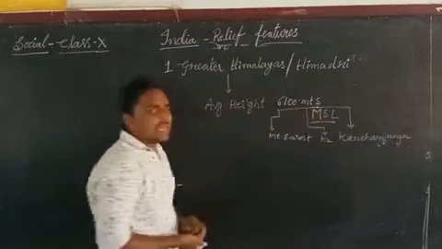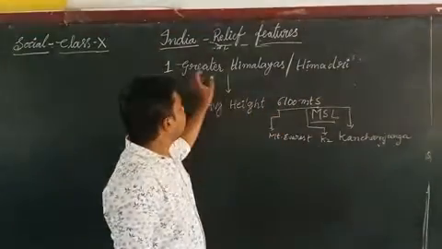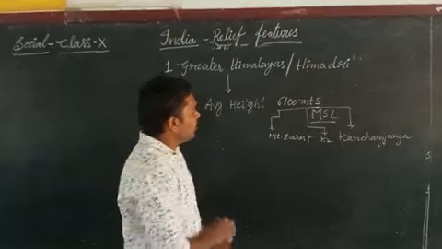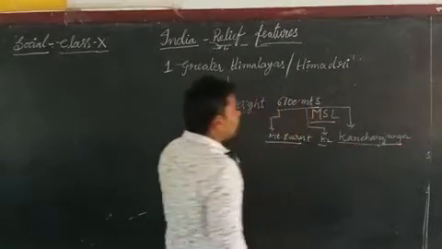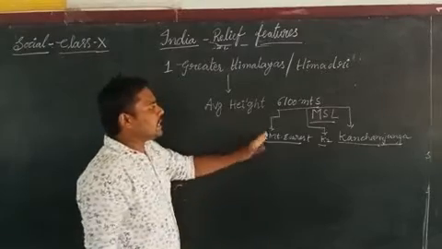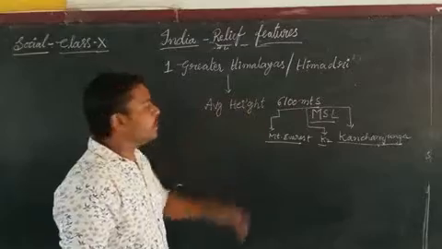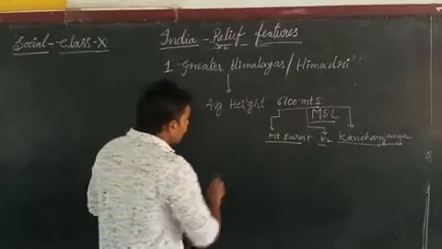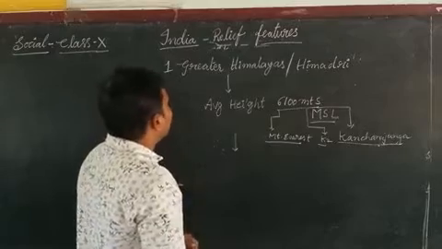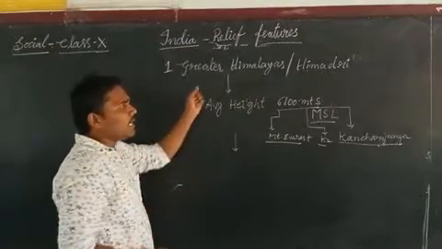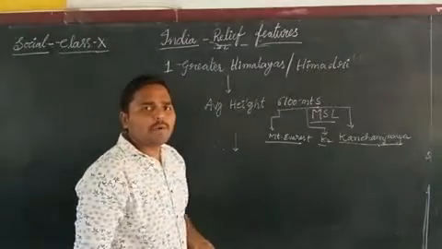These are the highest peaks which are located in this Greater Himalayas. Mount Everest, K2 and Kanchanjunga. These are the highest peaks in the world which are located in the Greater Himalayas or Himadri. Now, the Greater Himalayas or Himadri region is fully comprised of snow-bounded region.